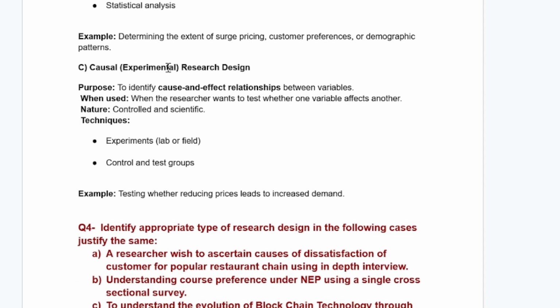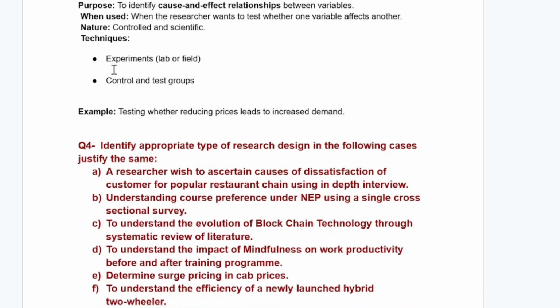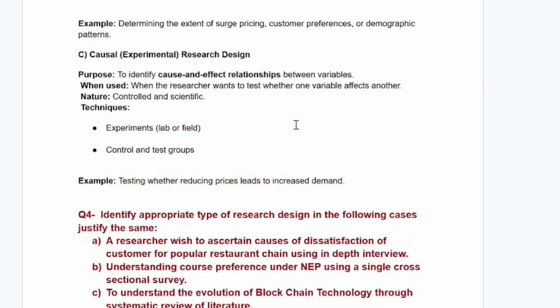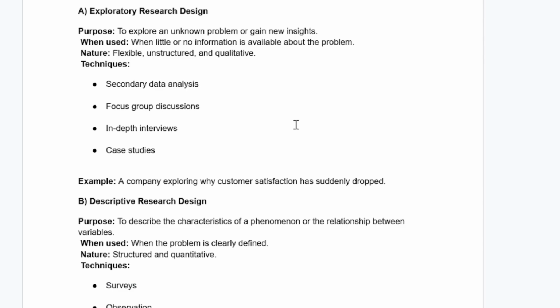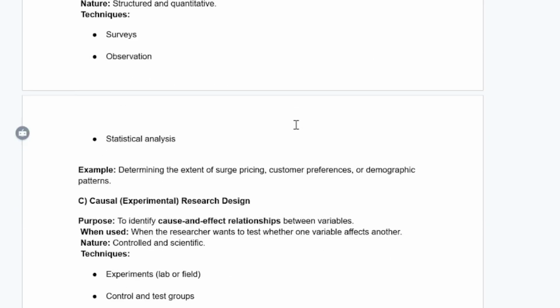Now, moving to the third research design, that is causal and experimental. So, the purpose here is to identify cause and effect relationship between variables. So, when the researcher wants to test whether one variable affects another, then in this case, we can use causal experimental research design. So, nature here is it's controlled and scientific. Techniques, experimental labs or field, control or test groups. Example, testing whether reducing prices leads to increased demand or not. So this is about the different types of research design.